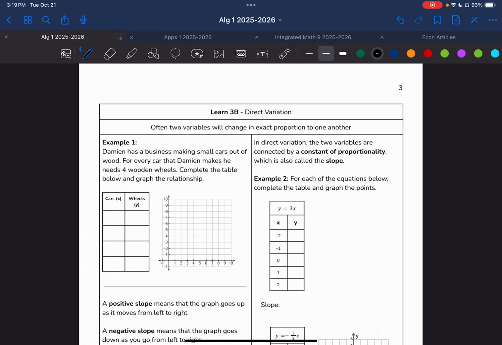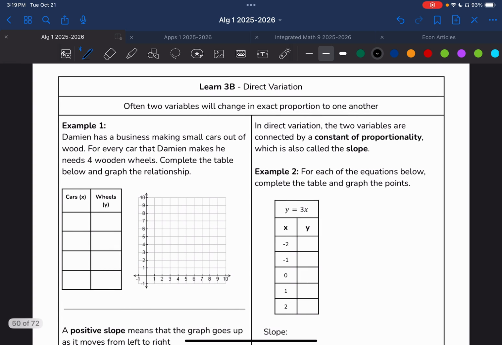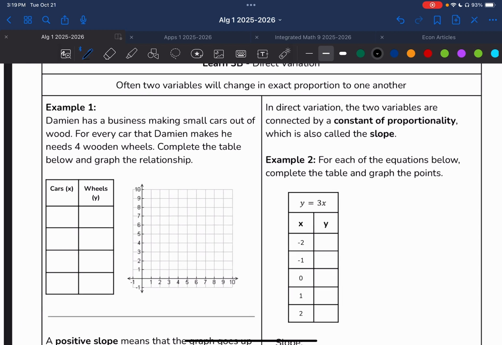All right, so in this video, I'll be talking through page 3 in the Unit 3 notes packet. Here we're talking about direct variation, and this is when two variables move with each other. So this is kind of the simplest case of a line. That's kind of why we're starting here.